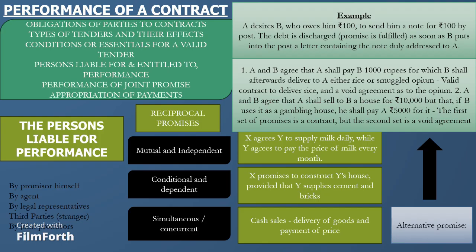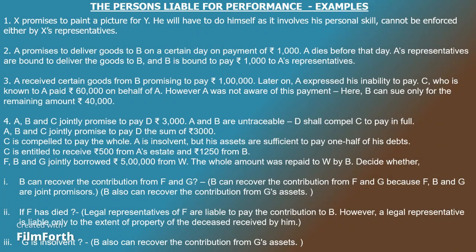Persons liable for, and entitled to performance. 1. Persons liable for performance: the promisor. Persons entitled to performance: the promisee. Example: Mr. X promises to paint a picture for Mr.